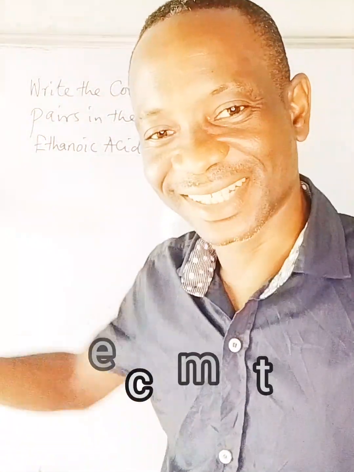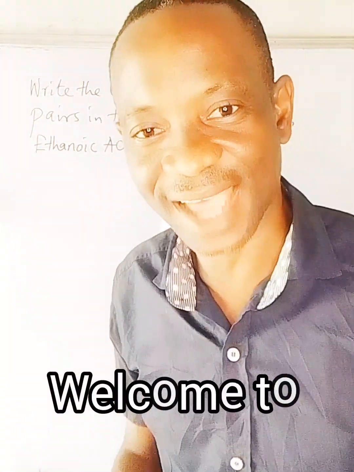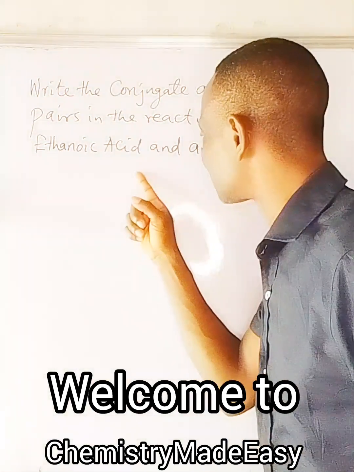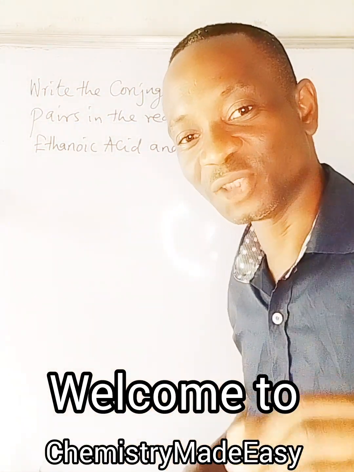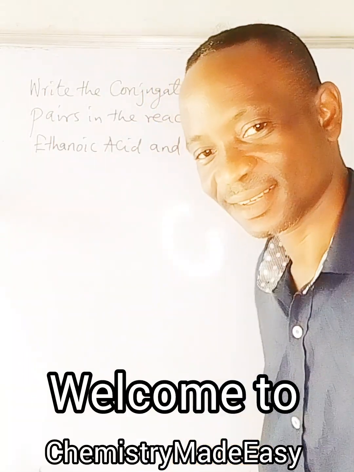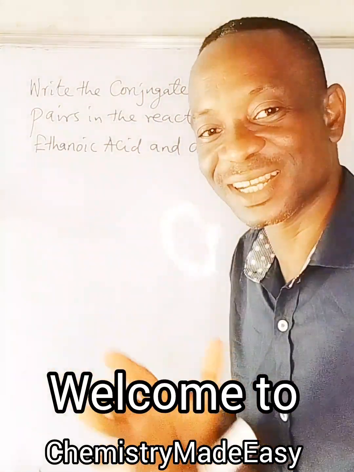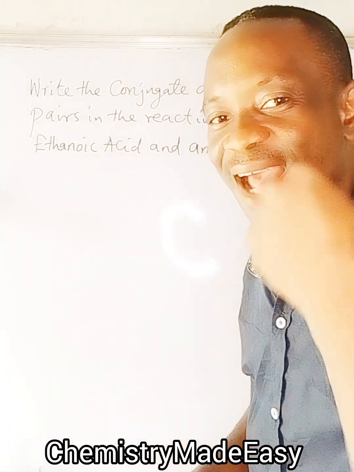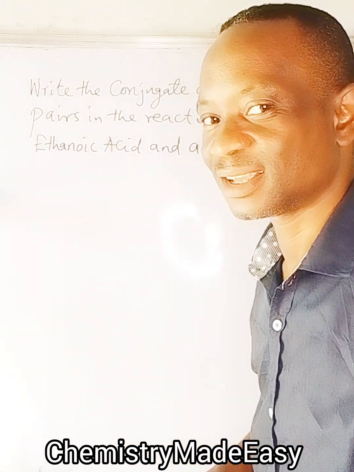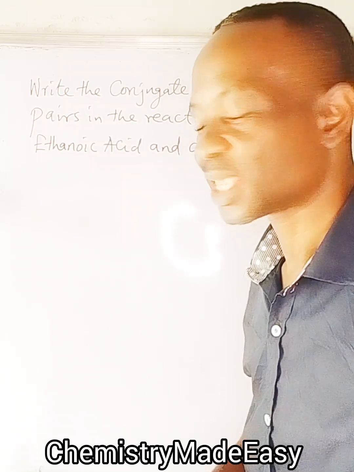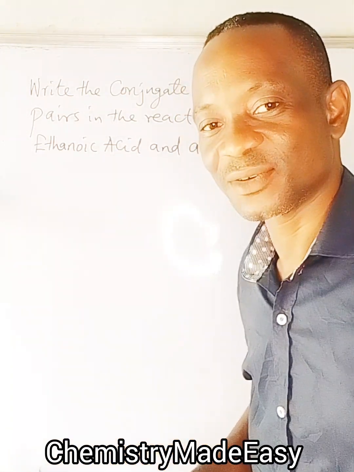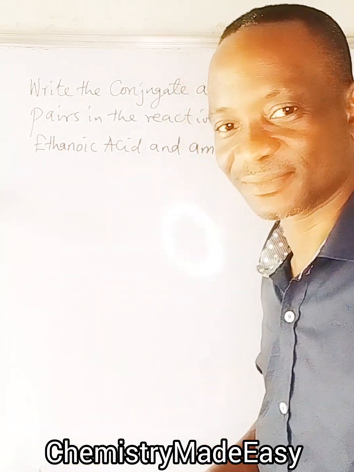The question says, determine the conjugate acid-base pairs in the reaction between ethanoic acid and ammonia. Conjugate means offspring. In the course of an acid-base reaction, the acid gives birth to an offspring, which is a conjugate base, and the base gives birth to its own offspring, which is a conjugate acid.